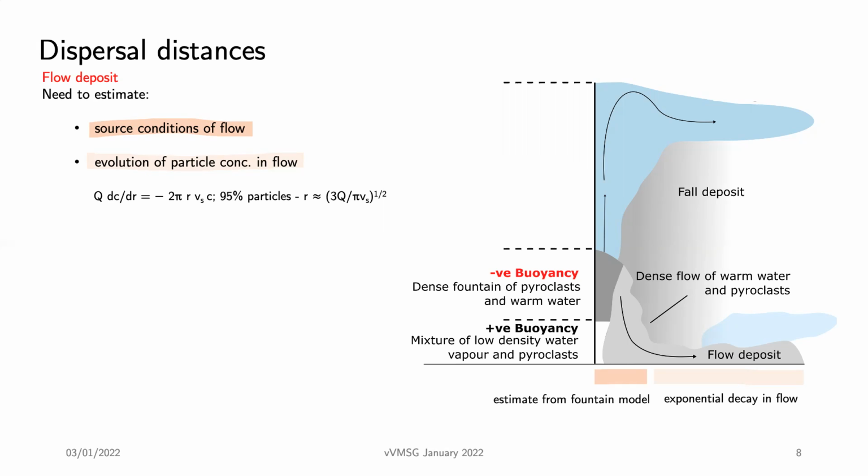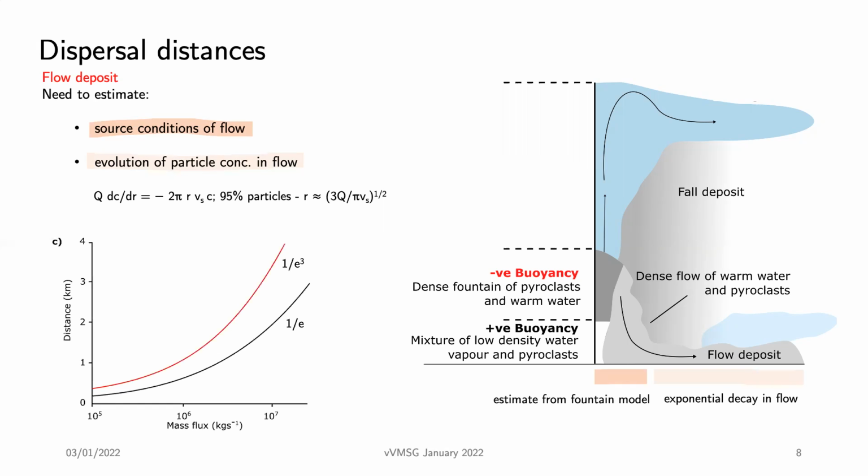Therefore, we have an idealized model in which we assume the flow remains well mixed, and in which the particles sediment from the flow at settling speed, Vs, as it spreads radially. Here I present an estimate for the length scale over which the concentration of particles, and hence the deposition rate, drops to a factor 1/e and 1/e cubed of the initial value of the pyroclastic flow. This is for a particle settling speed of 1 centimeter per second. And you can see that the runout distance reaches 1 to 4 kilometers for the mass flux as shown.